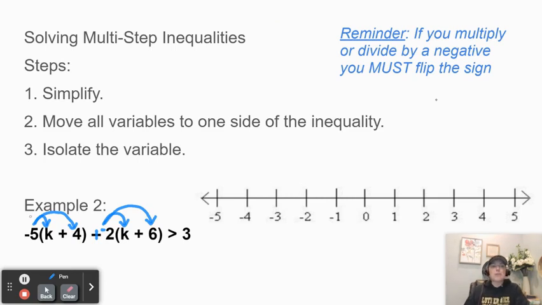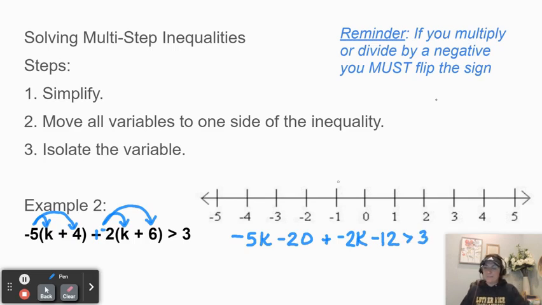Okay, so let's distribute. We'll distribute the -5 first. So -5 times k gives me -5k. -5 times 4 gives me -20. And now I'm going to distribute the -2. -2 times k gives me -2k. -2 times 6 gives me -12, and that's greater than 3. All right, good work on the distributing. That's a difficult step. We have to be careful and take our time.